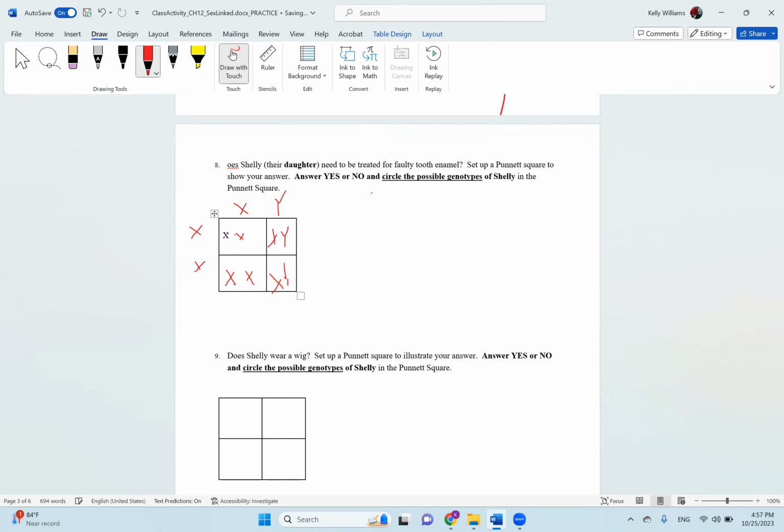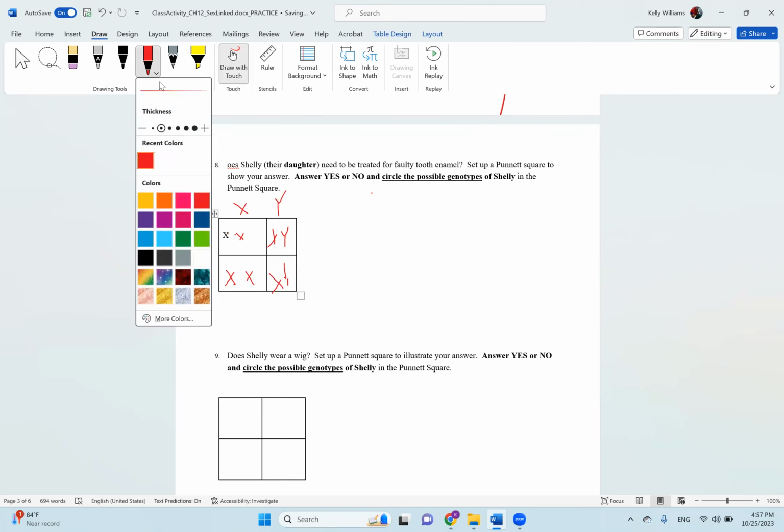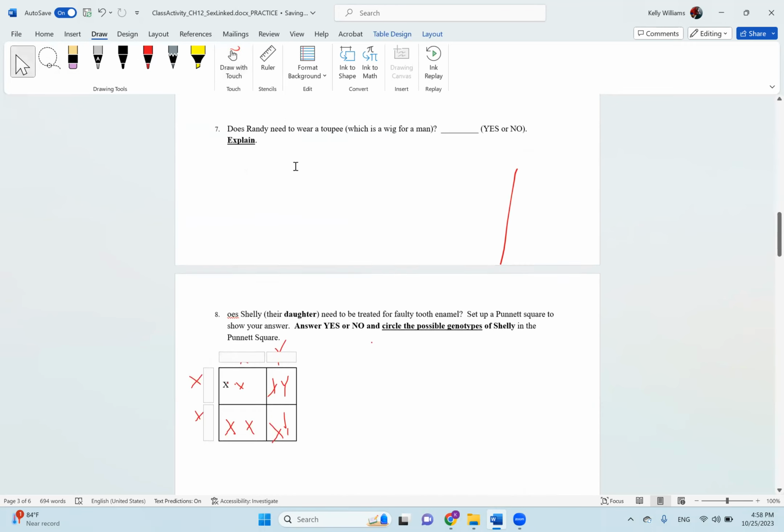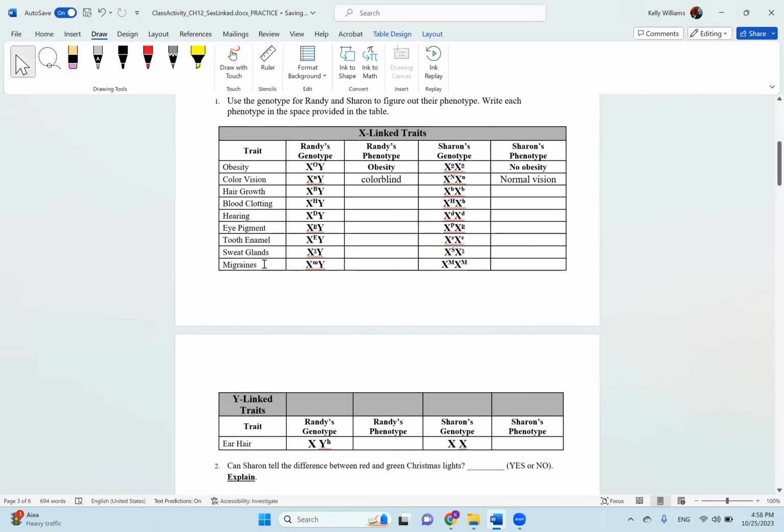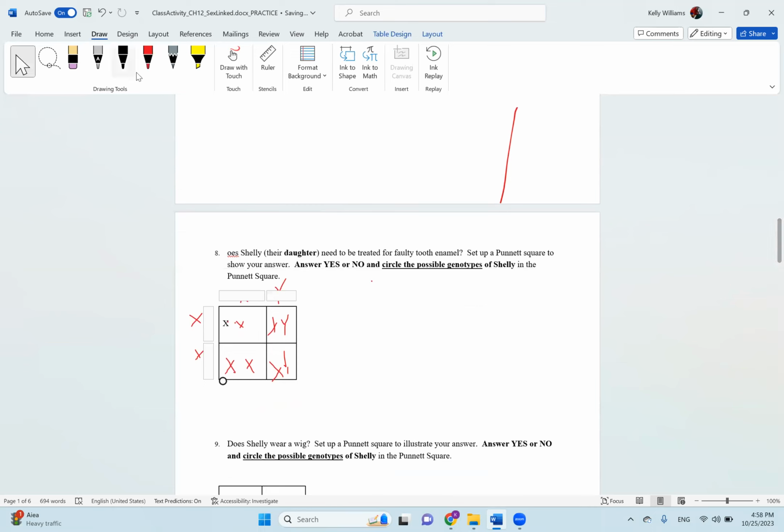Okay. So for the first one, does their daughter need to be treated for faulty tooth enamel? So we're going to go up here. We're going to see what kind of tooth enamel alleles we have. We're going to see that dad has a capital E and mom is homozygous recessive. Okay, so I'm going to go down here. I'm going to add that. Dad has the capital E and mom is homozygous recessive.